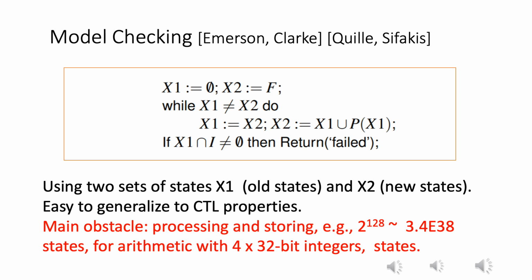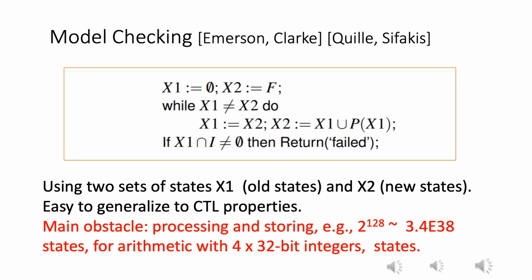Model checking was invented concurrently by Emerson and Clarke, and by Queille and Sifakis in 1980-1981. The procedure that we see here uses the 2 sets of states, x1 and x2, and it is easy to generalize it to other CTL properties. The main obstacle is that when we process states one by one, then we are limited in the number of states that we can process, both in time and in space.